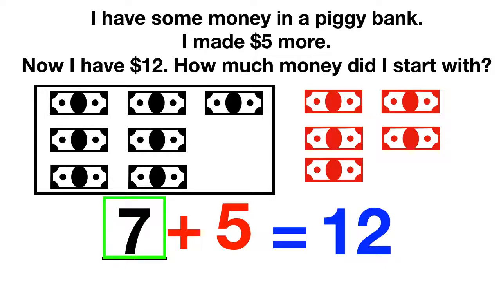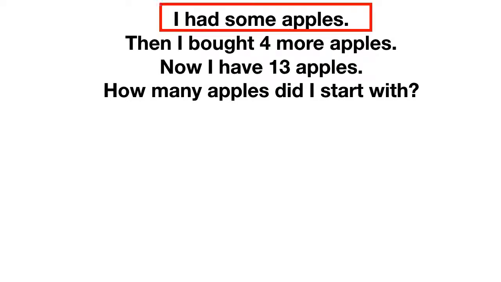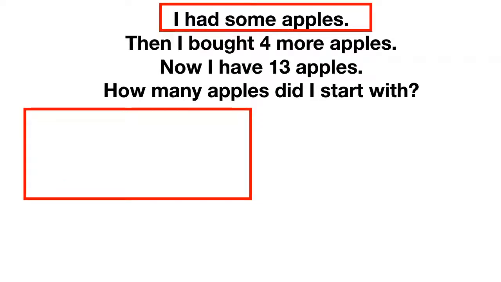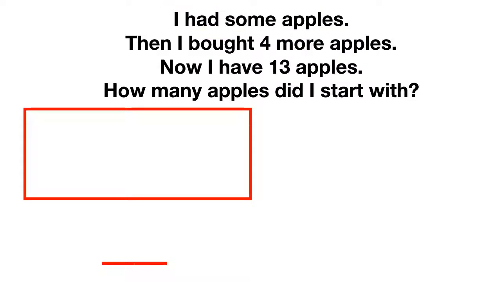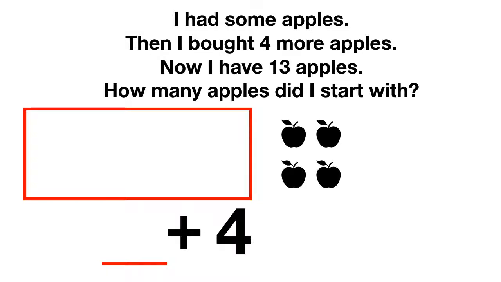Now here's your last problem for this video. I had some apples. Then I bought 4 more apples. Now I have 13 apples. How many apples did I start with? Well, I know I start with some apples. It's a mystery amount, so we'll leave it blank in our number sentence. Then the problem says, then I bought 4 more apples. 1, 2, 3, 4. Because we're getting more, we could say we're adding 4 more.